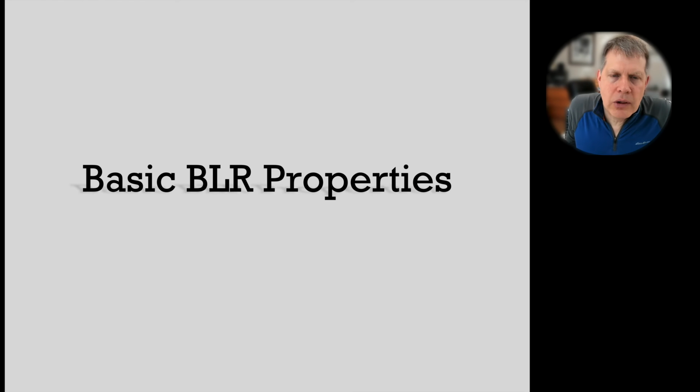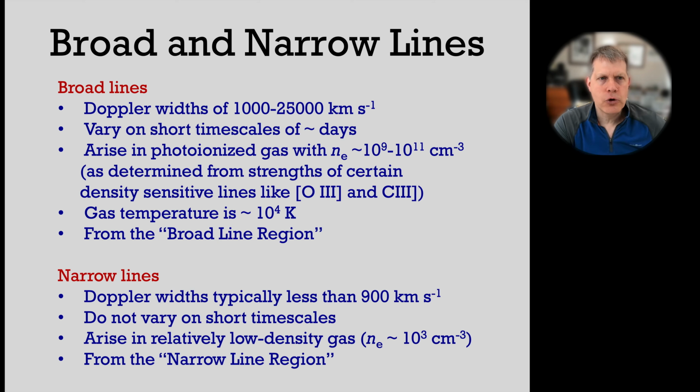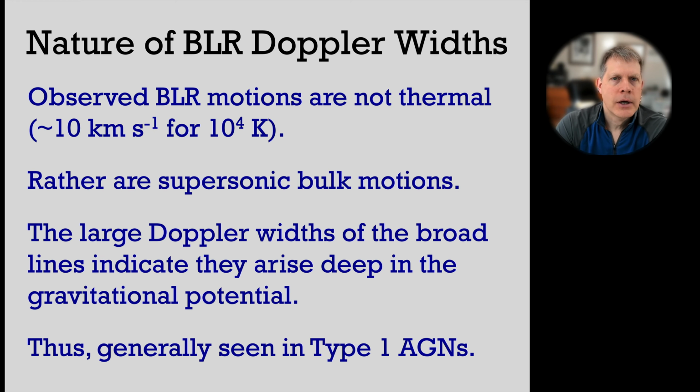And so I would now like to talk about the basic broad line region properties. Now, I've already said a few words about these just now, telling you the Doppler widths, telling you that they vary on short time scales, giving you characteristic densities, giving you a characteristic temperature. But there are more important things to be said that can be deduced pretty straightforwardly from measurements.